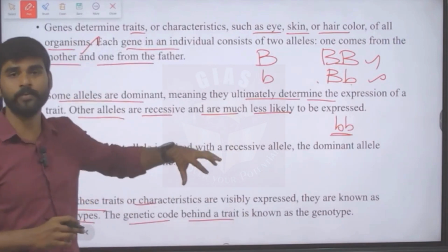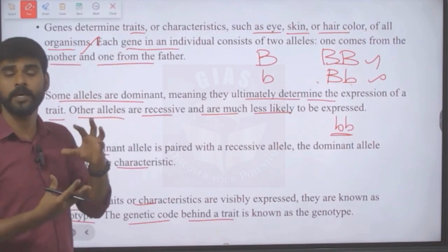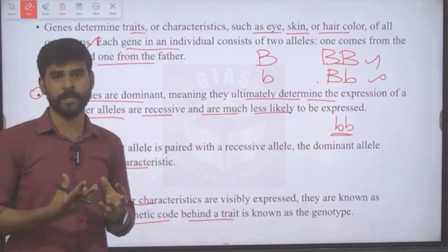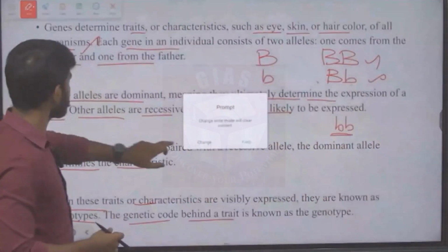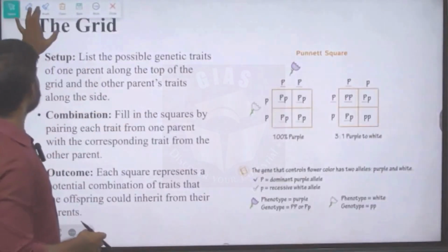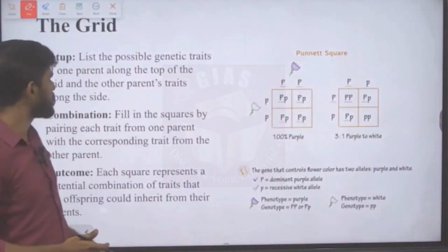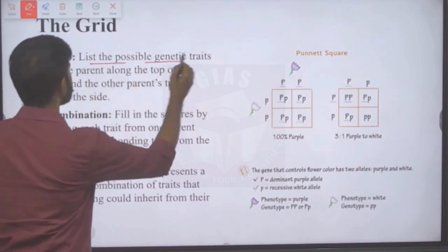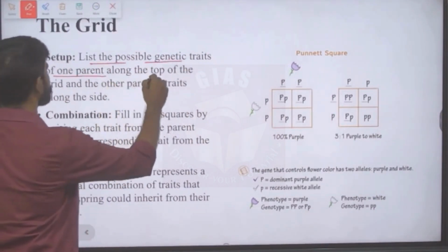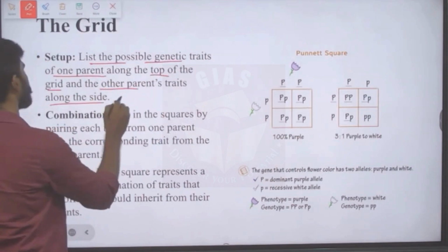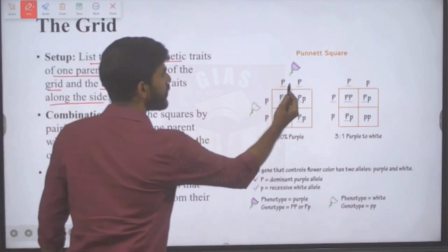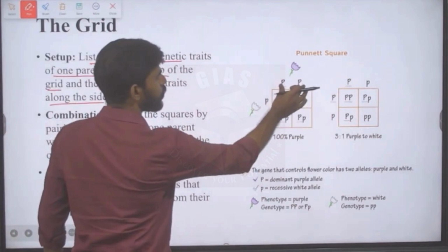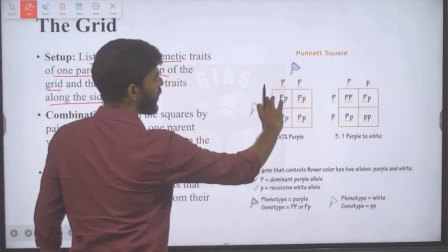Now let us understand what is a Punnett square and how does it work and how can we construct a Punnett square. Okay, so the grid, how is the grid formed? First is we need to set up something. What is it? List the possible genetic traits of one parent along the top of the grid and the other parent along the side. So here I am giving one parent's trait and here I am giving another parent's trait.